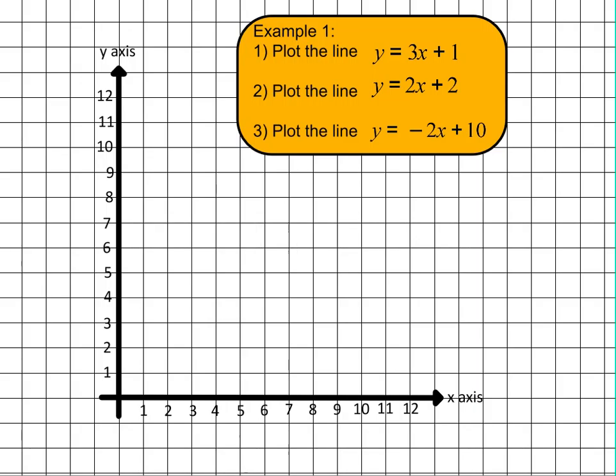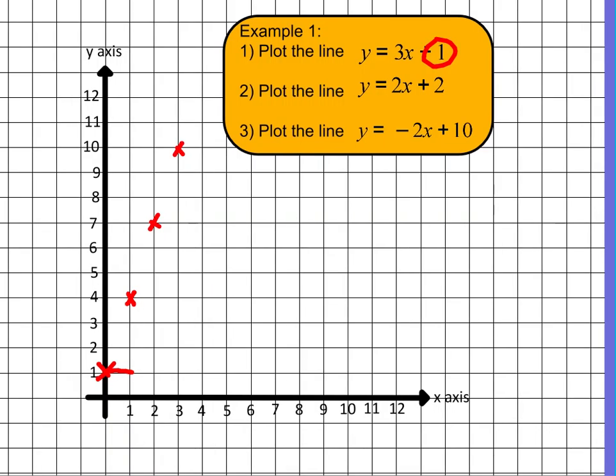Okay, so here are some examples. Plot the line y equals 3x plus 1, first of all. Well, first of all, we know that we are going to cross the y-axis at 1, and we know the gradient is 3. Now think of it as, for every change of 1 in the x direction, there is a change of 3 in the y direction. So we can start marking points, and then we can join them up with a straight line.